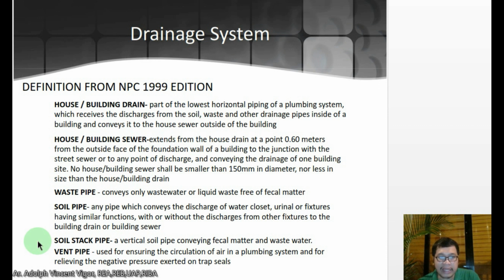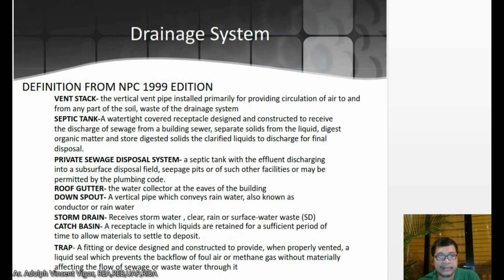And you have a vent pipe. It is used for ensuring the circulation of air in a plumbing system and for relieving negative pressure exerted on trap seals. Then you have a vent stack. It is the vertical vent pipe installed primarily for providing circulation of air to and from any part of the soil waste of the drainage system.